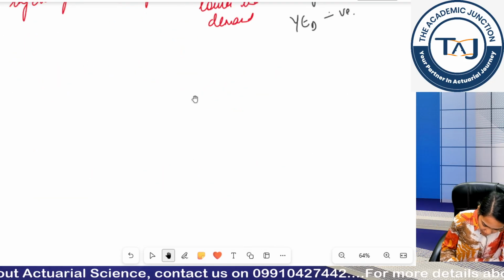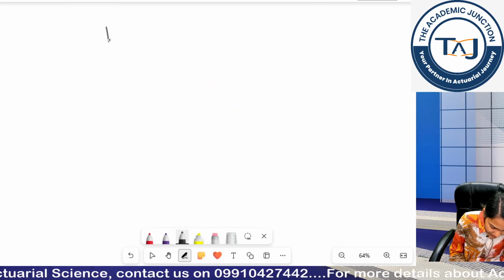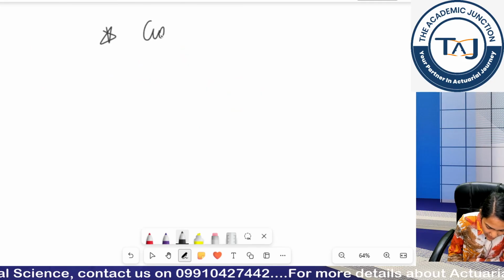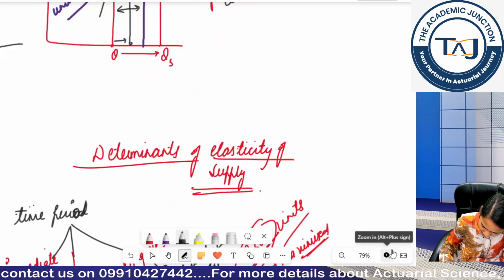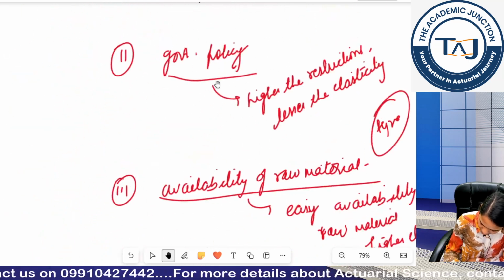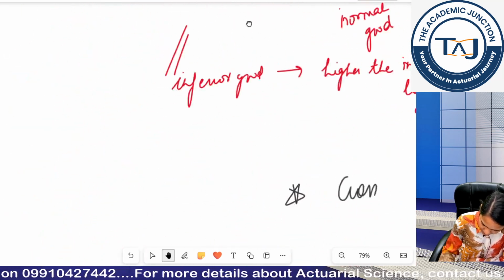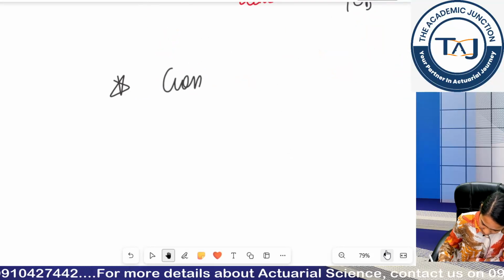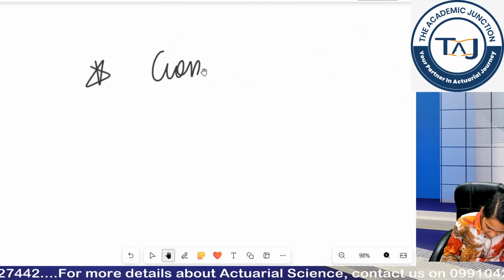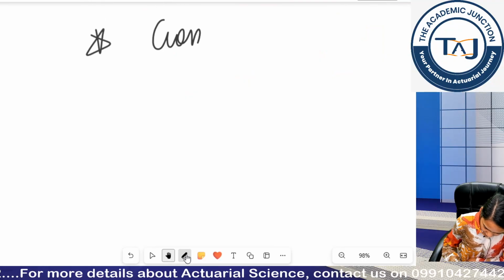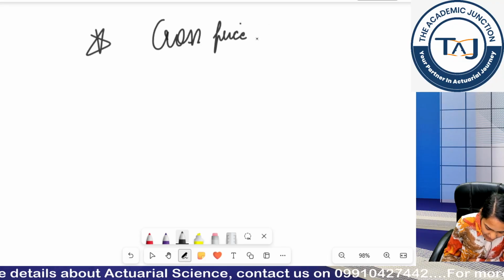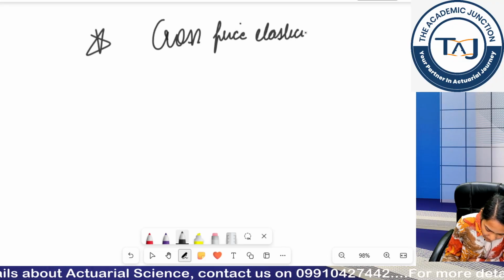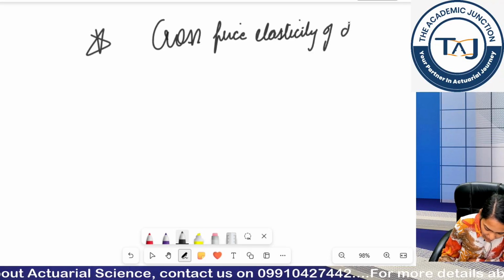Okay, moving forward to our next type of demand, which is cross price elasticity. Note down the heading: cross price elasticity of demand.